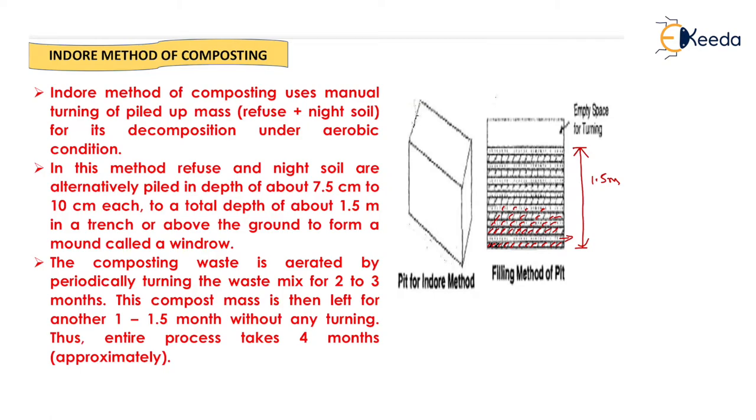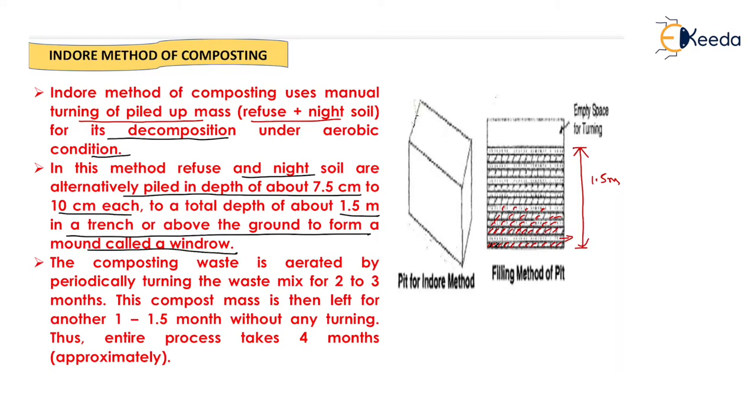Okay, the indoor method of composting uses manual turning of the piled up mass, that is refuse plus night soil, for its decomposition under aerobic condition. We had discussed it. In this method, refuse and night soil are alternately piled in depths of about 7.5 cm to 10 cm each, to a total depth of 1.5 meters in a trench or above the ground, to form a mound called a windrow. In landfilling, we call the small unit a cell. Here the small unit is known as a windrow.